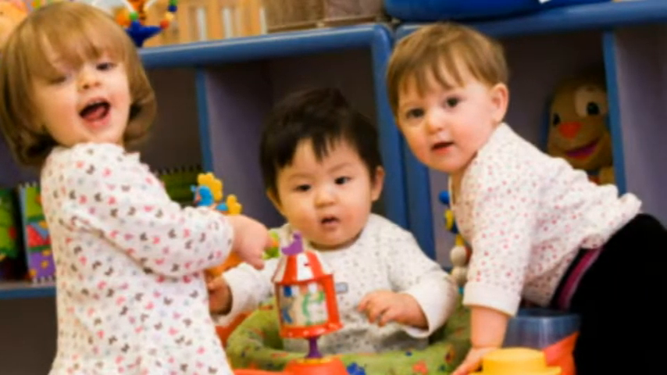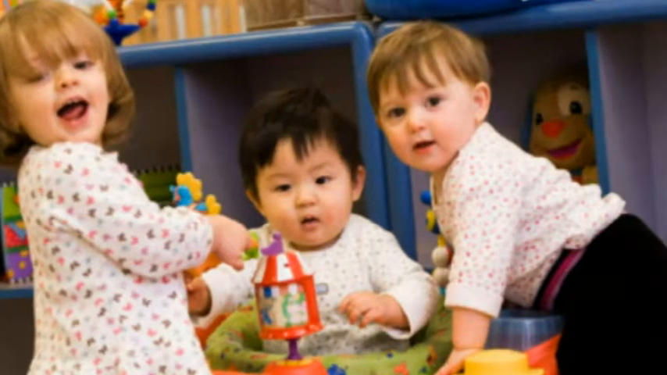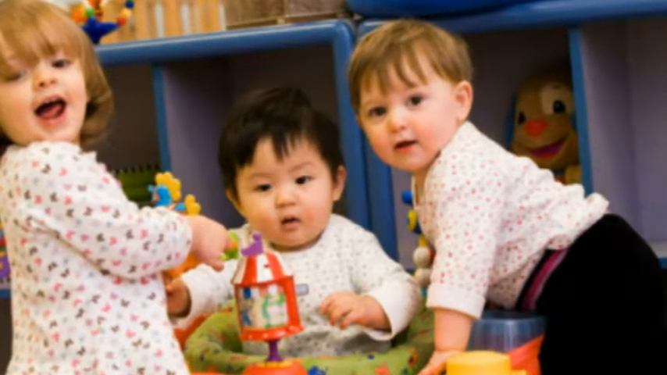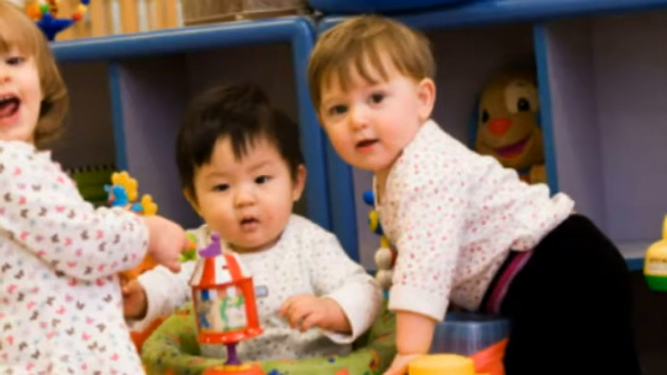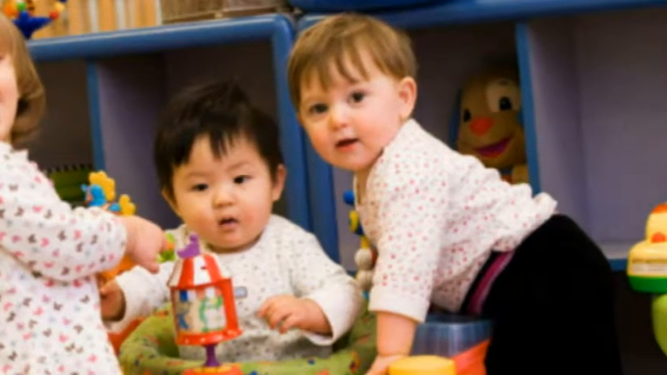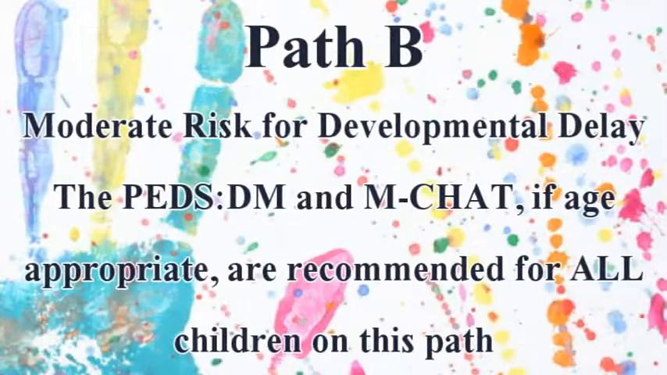In some cases, children on Path A will not be found to have disabilities. However, these children are still likely to have below-average performance and should be referred to early intervention. Similar to Path A, Path B splits into Path B1 and B2 and represents PEDS test results that are of moderate risk. The PEDS DM and MCHAT, if age appropriate, are recommended for all children on Path B.